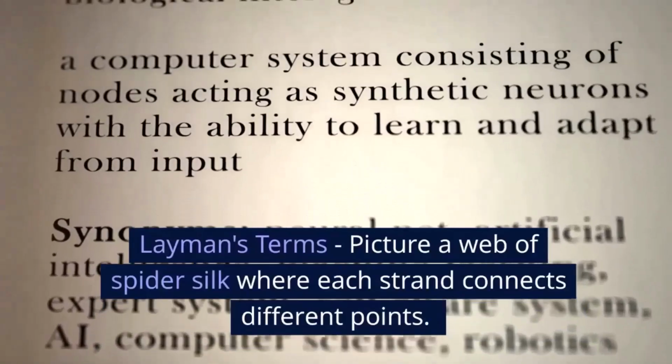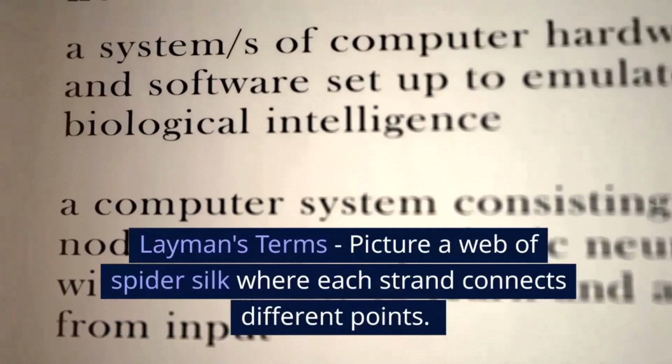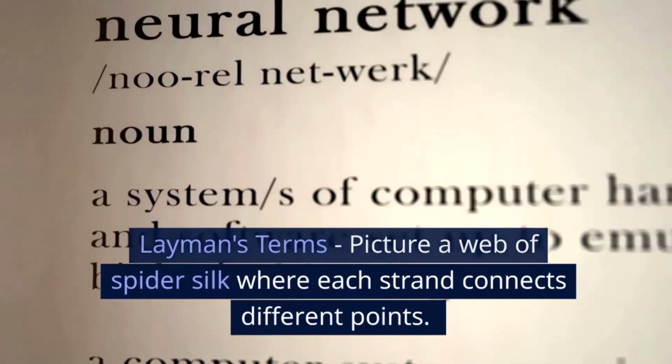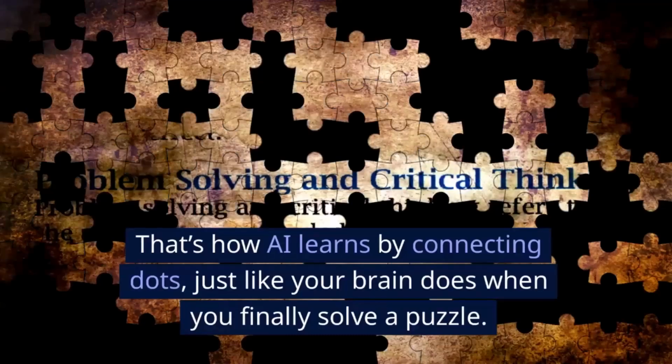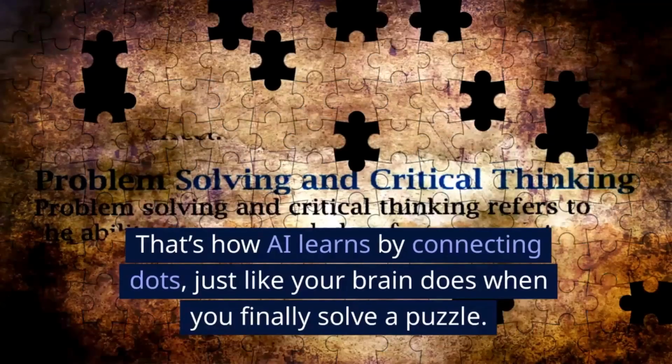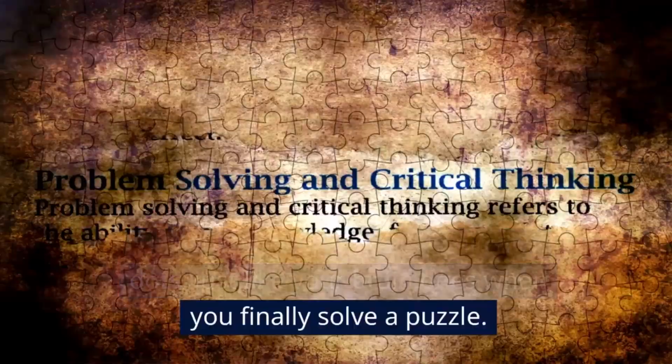Layman's terms: picture a web of spider silk where each strand connects different points. That's how AI learns, by connecting dots, just like your brain does when you finally solve a puzzle.